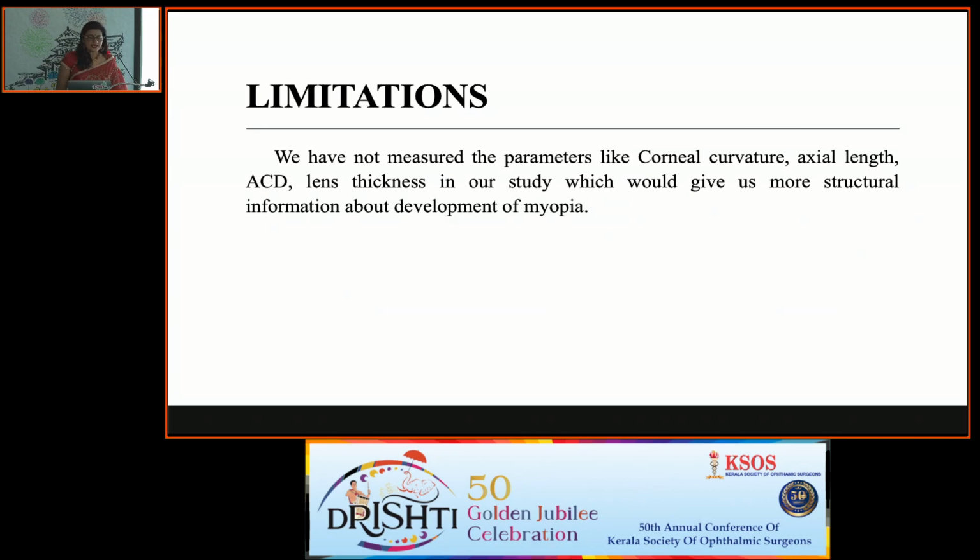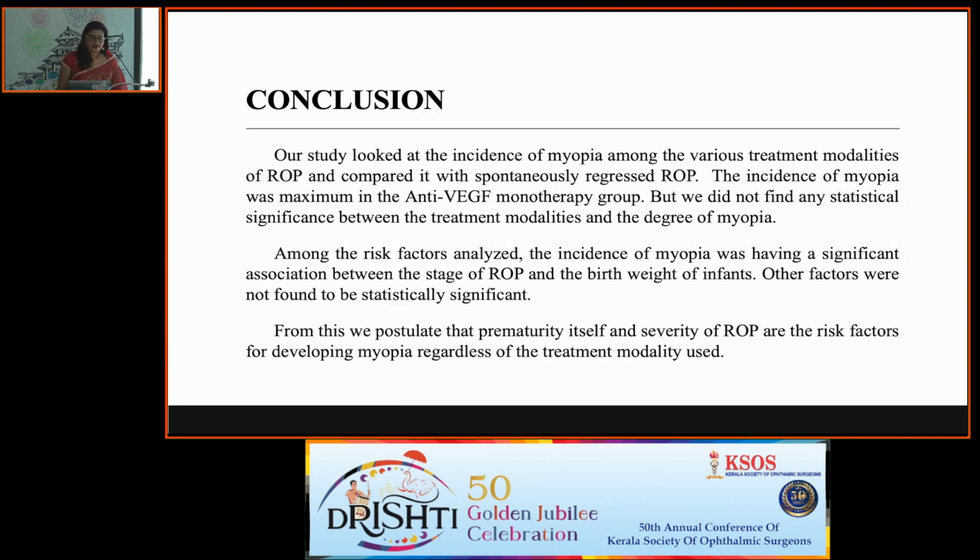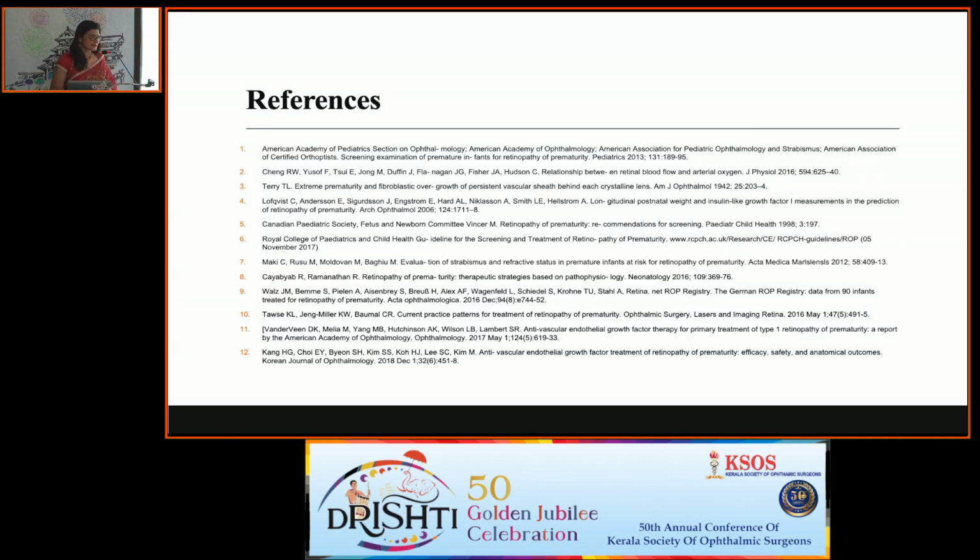Our limitations are that we have not measured corneal curvature, axial length, anterior chamber depth, or lens thickness in our study. So in conclusion, we postulate that prematurity itself and severity of the ROP are the risk factors for developing myopia, regardless of the treatment modality used. And using anti-VEGF is not a protection against development of myopia in the later stage. Thank you, and these are my references.